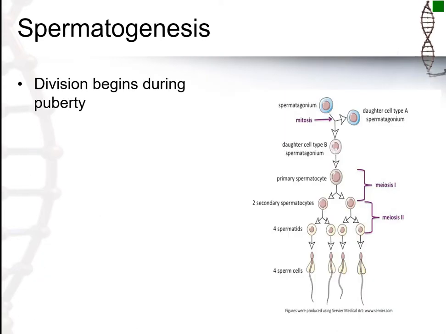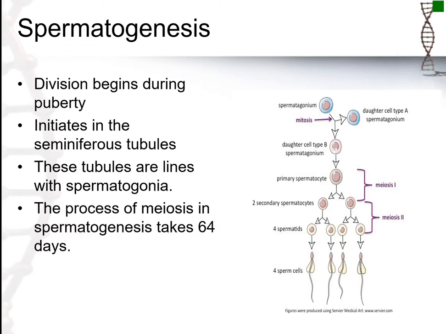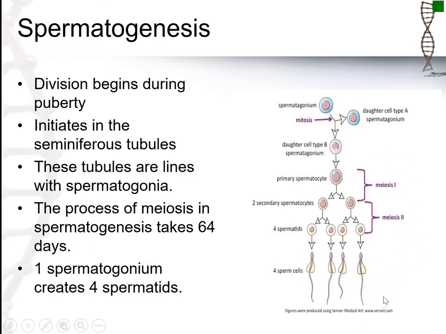Spermatogenesis begins during puberty. It initiates in the seminiferous tubules, and these tubules are lined with spermatogonia. The process of meiosis takes 64 days, and it results in 4 identical sperm. It goes through meiosis 1 and meiosis 2, from our spermatogonia to 4 mature sperm.